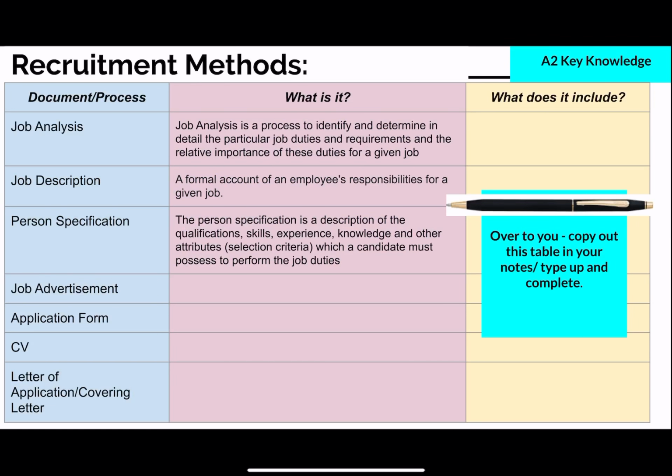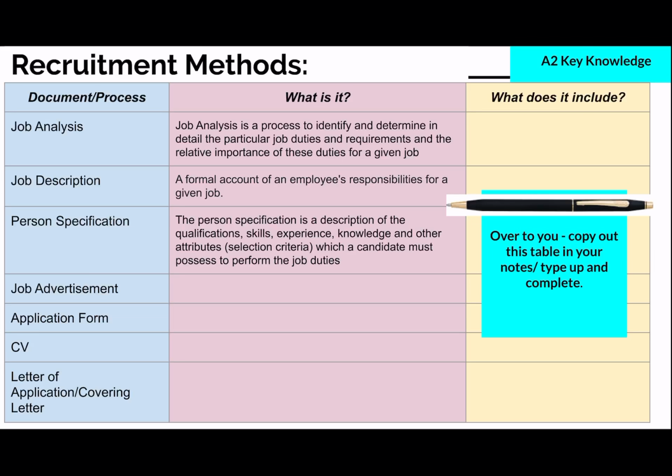Okay, so for the second part of your assignment, this is where I want you to do a little bit of work and some research. So in terms of recruiting, what you will need to do is to write about different types of recruitment methods and processes used by organisations.